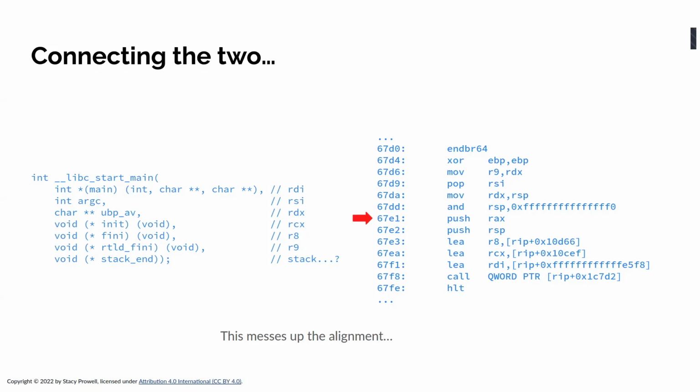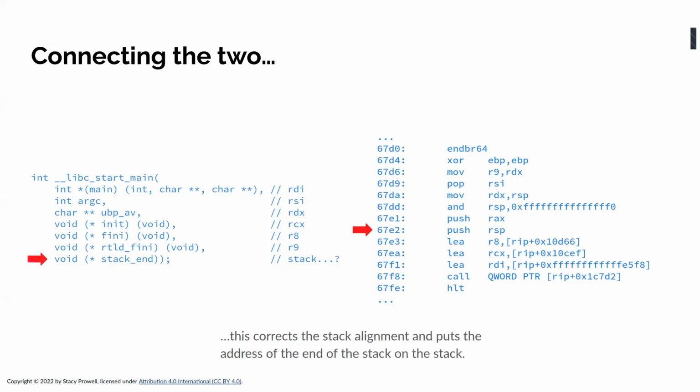So we push RAX. What's in RAX? We don't know. It's some random stuff. We absolutely don't know what's there. There's nothing defined in there. Why do we push something undefined on the stack? Well, this messes up the alignment, but that fixes it. I don't know why they do this. They could have just pushed RSP twice or pushed something else, but they chose RAX.